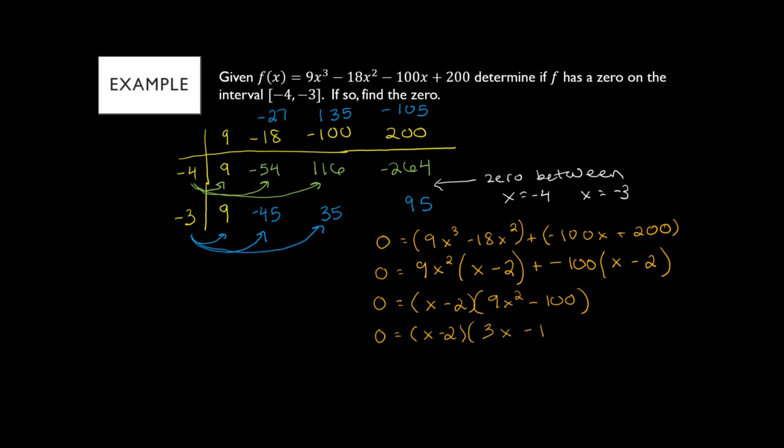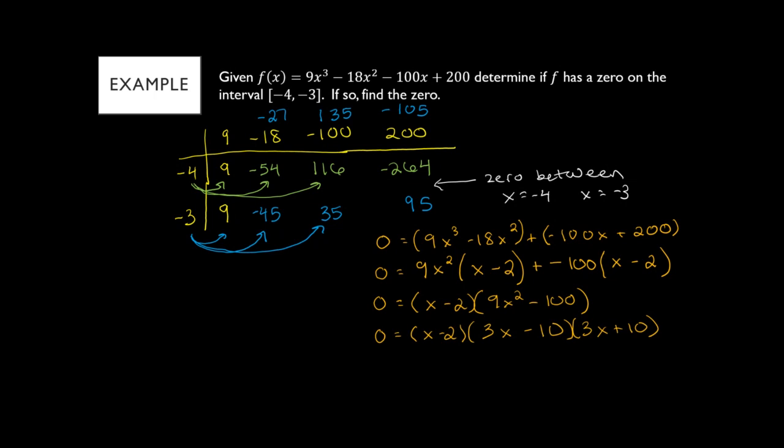So this would be 3x minus 10 and 3x plus 10. So you get a plus and a minus that cancel out when you multiply it out, and then you basically have the square root of each term.